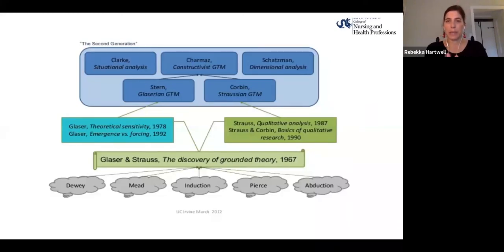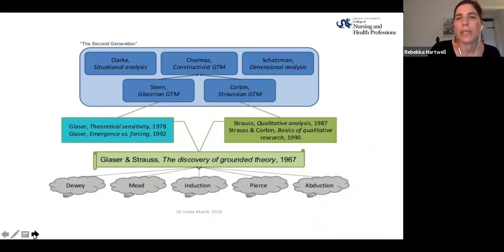And then you can see the split early on, Glaser to the left, Strauss to the right. And then sort of the second generation, you can see that now Corbin is kind of taking over the Straussian grounded theory method, and Glaser continues to be used. And then there's also the constructivist grounded theory method and situational analysis, and then also dimensional analysis. So these are kind of the stepping stones.